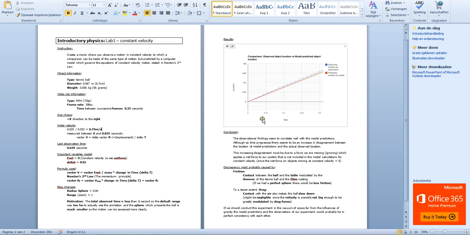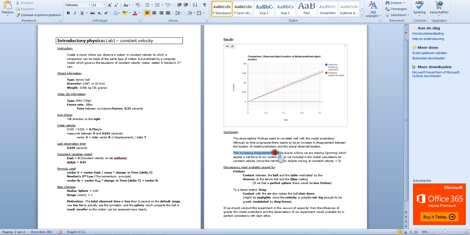I will show the results here, where you can see the time along the x, location along the y, with the red being the predicted location by the model, which should be a constant line, and it is a constant line, so the model seems to work. Compared to the observed location by the experiment, you can see, as I stated here, that the observational findings seem to correlate well with the model predictions, but as time progresses, as time goes further along the x-axis, there seems to be an increase in disagreement between the location of the model predictions and the actual observed locations.